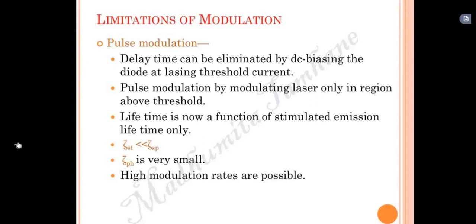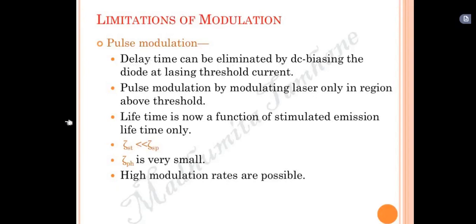Next we are proceeding with the limitations of using pulse modulation. Basically for the pulse, what are the modulation problems we are going to suffer? That is also what we are going to understand. As we know, the pulse modulation delay time can be eliminated by DC biasing.